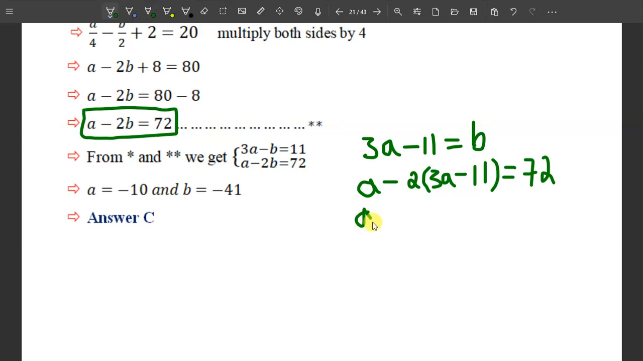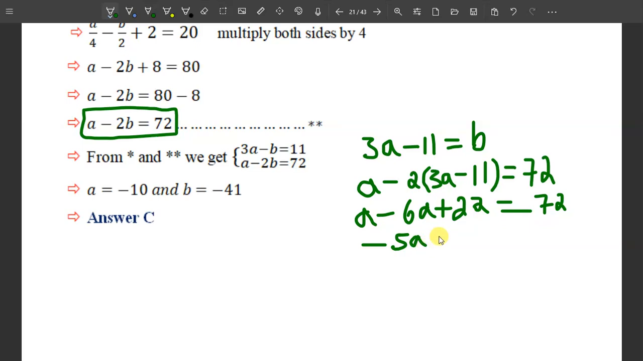Then this becomes a minus 2 times 3a, which means it is minus 6a. And also this minus 2 must multiply also minus 11. Minus 2 times minus 11 means it is positive. Minus multiplied by minus becomes plus, and therefore it is 22. Then collect the numbers on one side and leave the variable on the other side. Here is 72. a minus 6a means minus 5a.